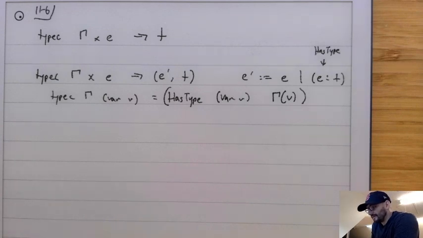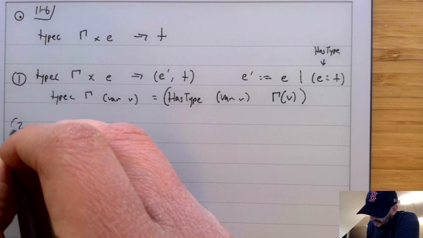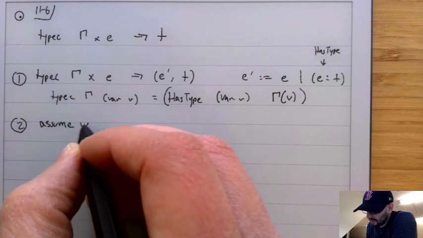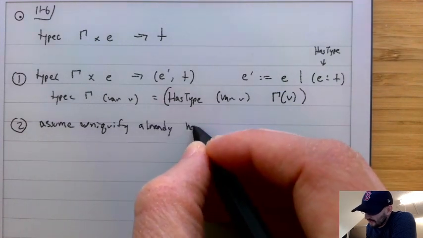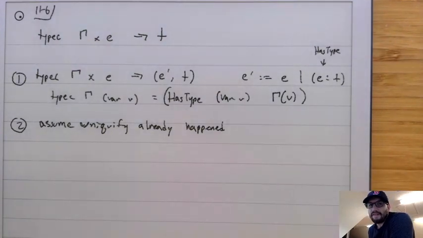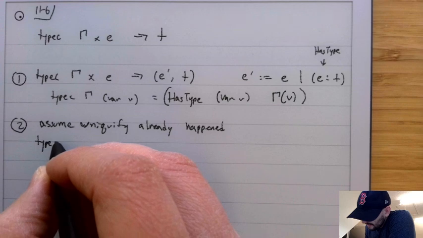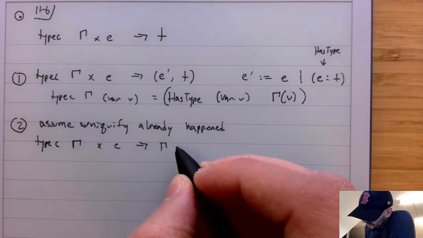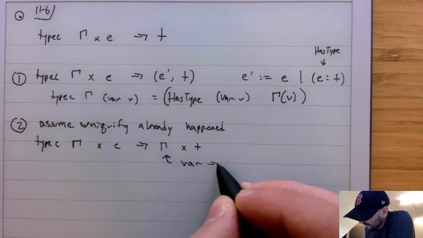The other strategy that we could do, so that's option one, the other strategy is we could first assume uniquify already happened. And if uniquify already happened, then that means that all variables have globally distinct names. And since all variables have globally distinct names, then we could make it so our type checker is going to take in gamma and e, and it's going to return gamma and a type. And the idea here is that this gamma right here is the mapping from variable to type.